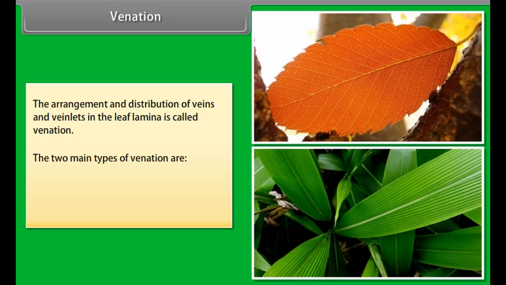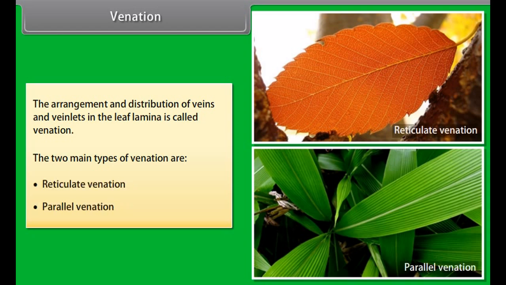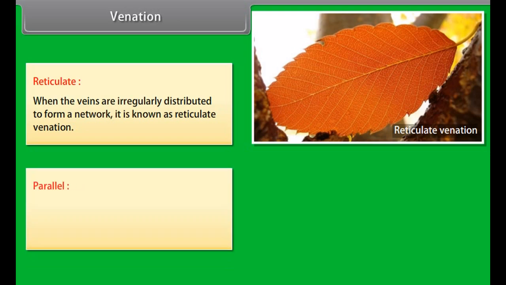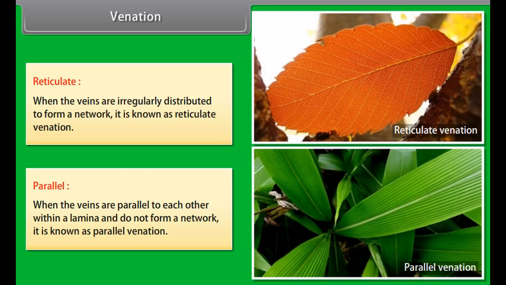The two main types of venation are reticulate, parallel. Reticulate. When the veins are irregularly distributed to form a network, it is known as reticulate venation. Parallel. When the veins are parallel to each other within a lamina and do not form a network, it is known as parallel venation. Types of leaves.